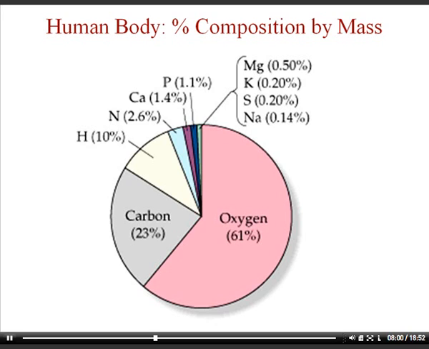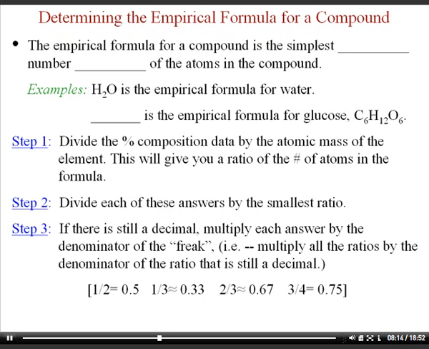It's 23% by mass. And then you have nitrogen, and again there's calcium, which is in your bones, and then some other trace elements that make your body work. So this is just interesting facts about percent composition for different things. Now we get to the next part of the notes that's more important.